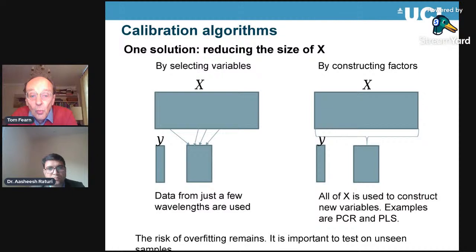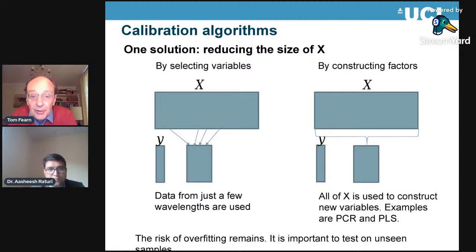One way to do that is something called PCR, principal components regression, and that just takes the spectral data and reduces its dimension without looking at y, without asking what you're going to predict. So it's an unsupervised learning method for constructing new spectral variables.